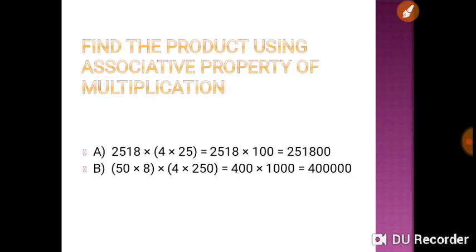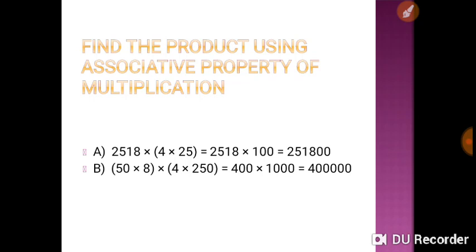The next question says, find the product using associative property of multiplication. Here again, 2518 has to be multiplied by 4 and 25. Again 4 and 25 are paired. 4 into 25 will give you 100. And when you multiply this to 2518, you will get 2,51,800.